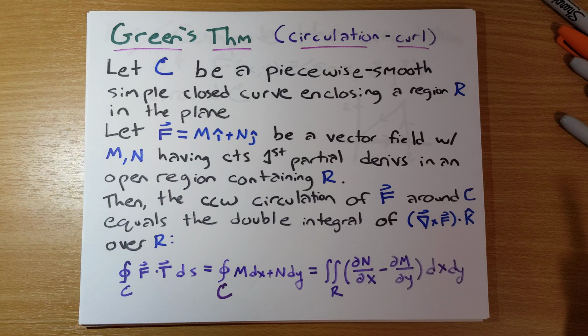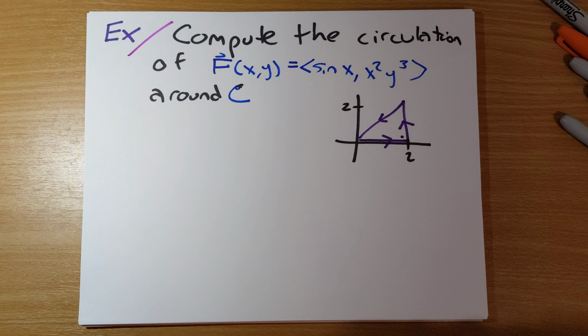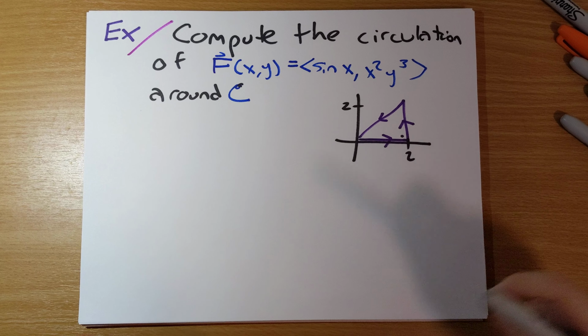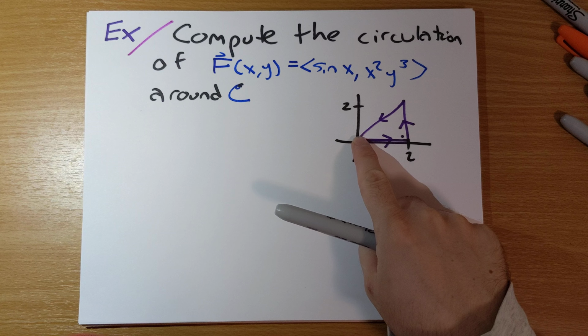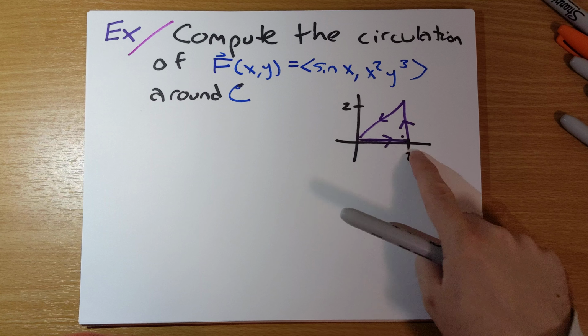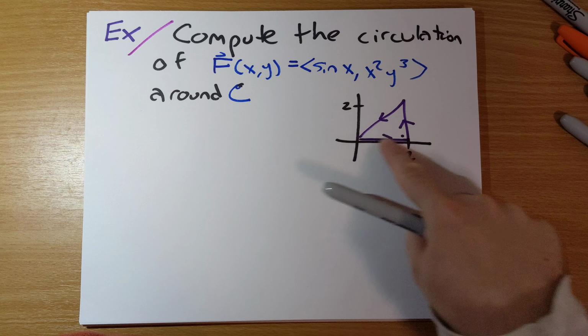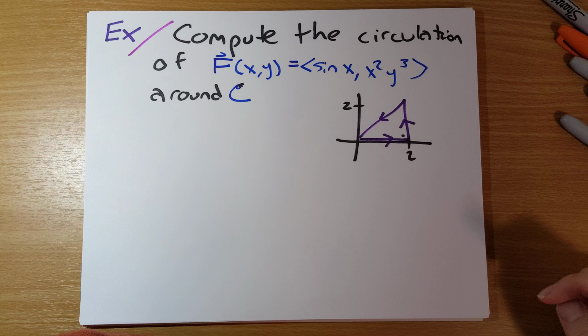Here's the circulation curl version of Green's theorem. Let's apply Green's theorem to this problem here. We are being asked to compute the circulation of F equals sine of x comma x squared y cubed around curve C, where curve C is the boundary of this triangle with this orientation.